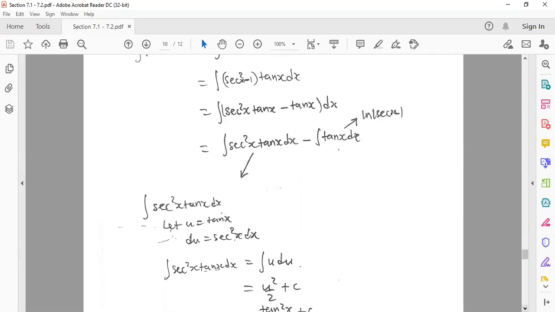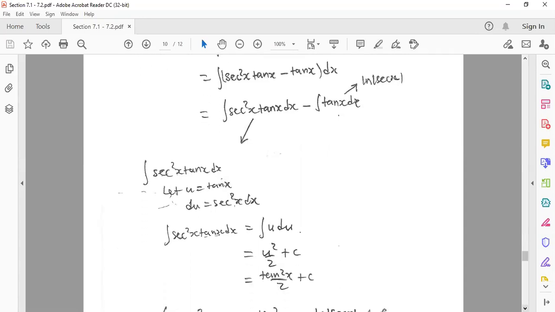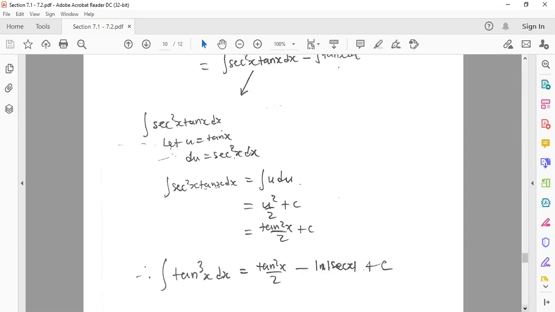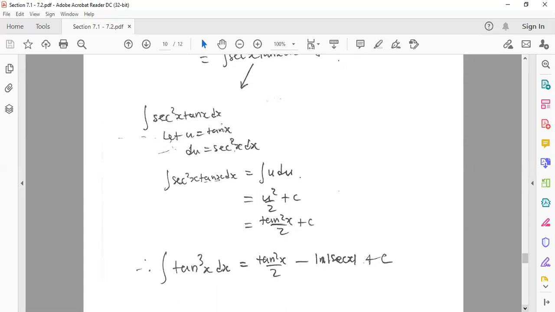All right. You see there, I'm just showing you how we did the integral of sec squared tan x. Just let u be tan x. The derivative is sec squared x. You just end up integrating u du, which is u squared over 2, so you end up with tan squared x over 2 plus c. Therefore, that integral is tan squared x over 2 minus ln absolute value sec x plus c. All right, straightforward and easy.